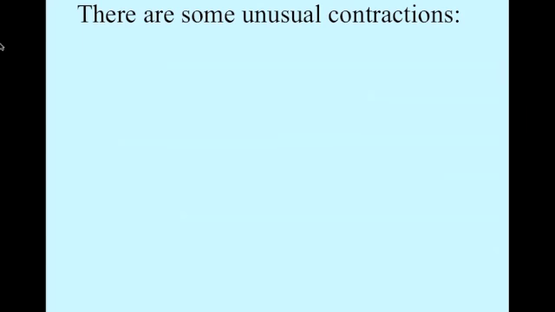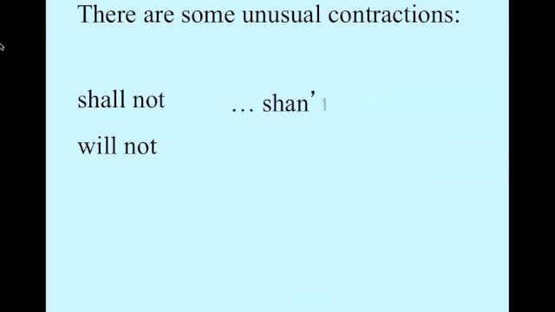So, there are some unusual contractions you should remember. We've got shall not and will not. When they become contractions, they're spelt a little differently. The L's just kind of leave. So shall not becomes shan't. Will not becomes won't.